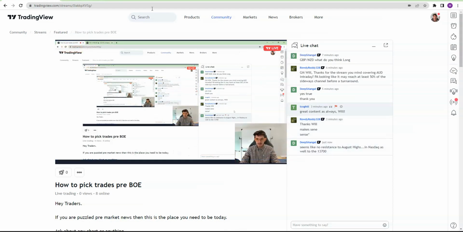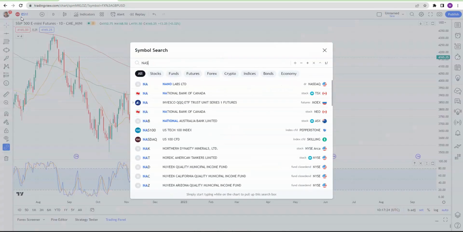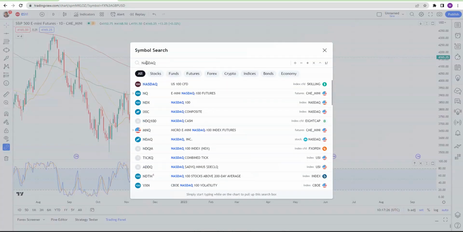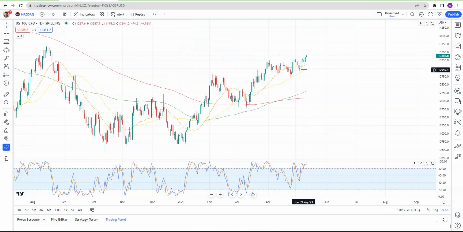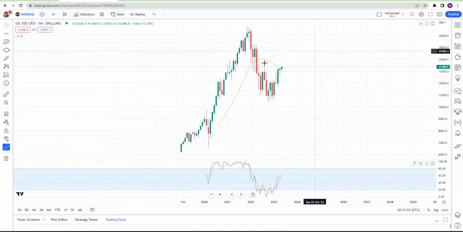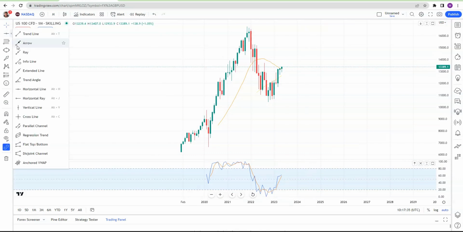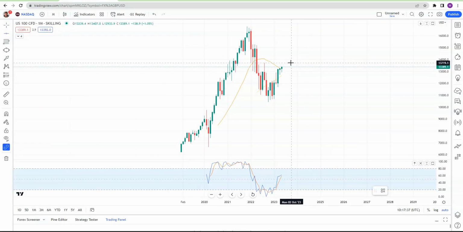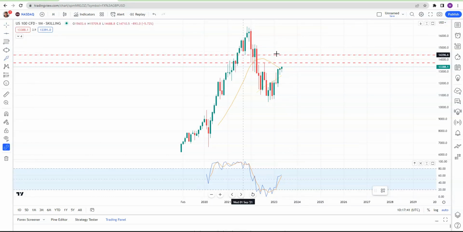NASDAQ, I'll just pull the chart up. I think that's probably easiest. NASDAQ, I will put on a higher time frame. I would like it lightly short at 13.7, but I would like it more so at 14.3, 7. Okay, that is my predetermined short zone.